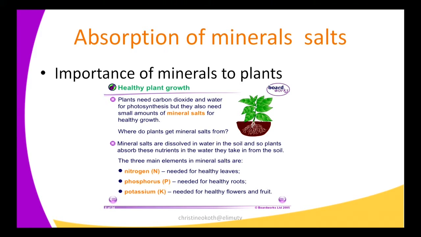There are three main mineral salts which are very essential in plants. There are so many, but we're going to look at three of them. The first mineral salt is nitrogen. This one is needed for the growth of healthy leaves. Then we have phosphorus, which is needed for healthy roots. Lastly, we have potassium, which is very essential for healthy flowers and the development of fruits.